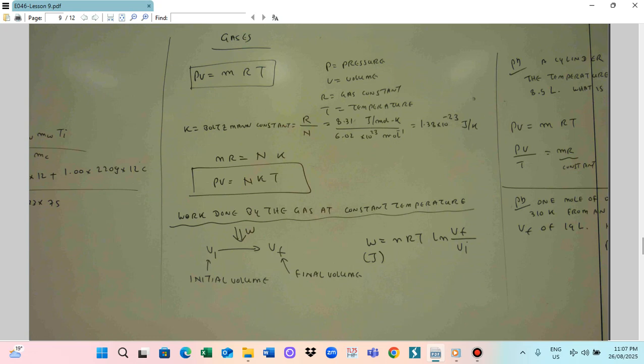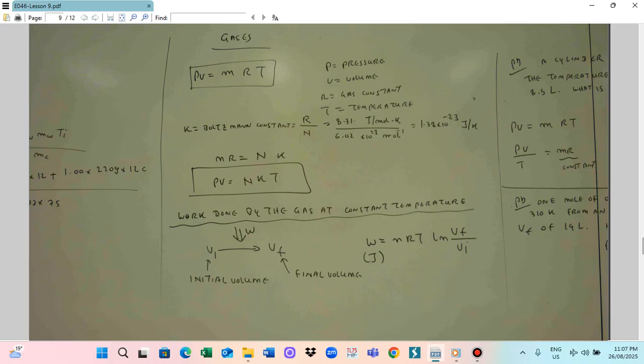So here P is the pressure, V is the volume, R is the gas constant, T is the temperature. So PV is equal to MRT. So this equation can be calculated. So also this R can also be calculated.